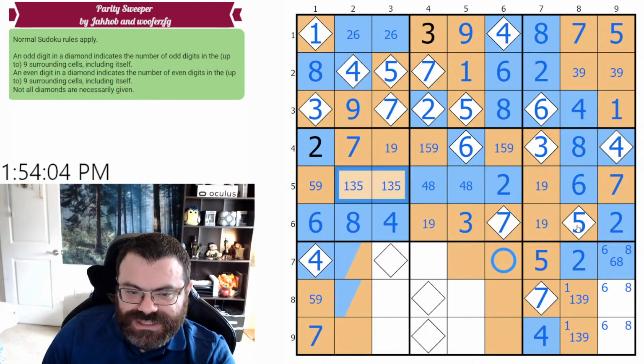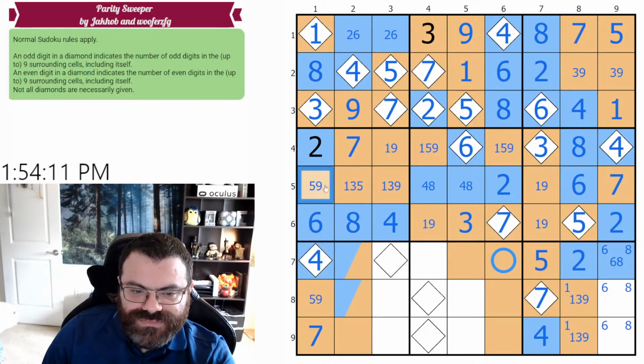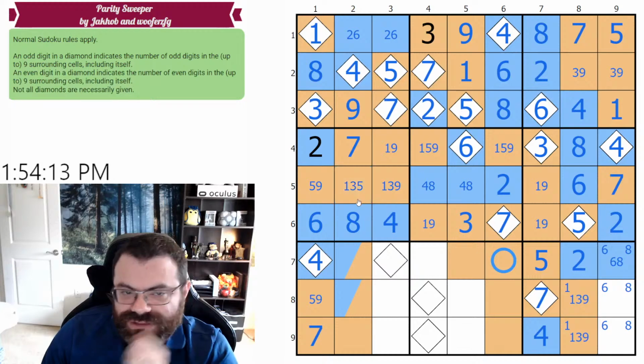These are from 1, 3, 5, 9. That can't be 9. That can't be 5. So the 5 goes here. No, the 5 is one of these. Never mind.